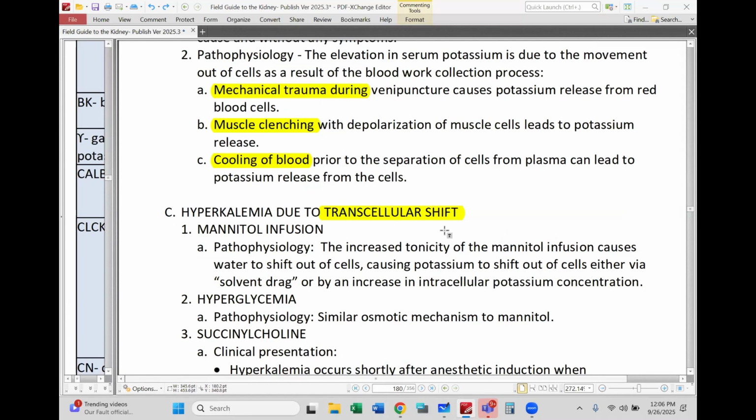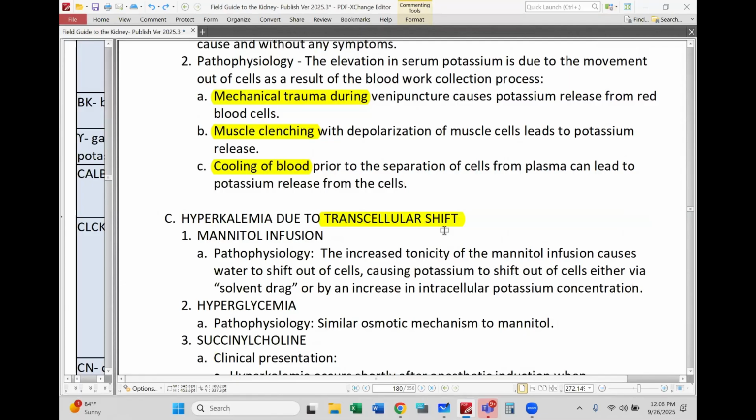We were talking about hyperkalemia. We're picking up where we left off.